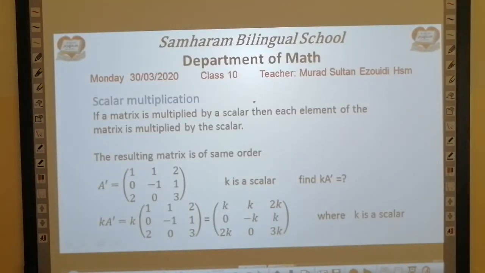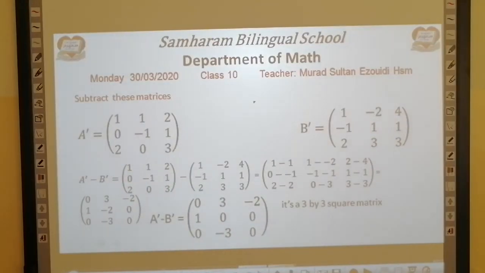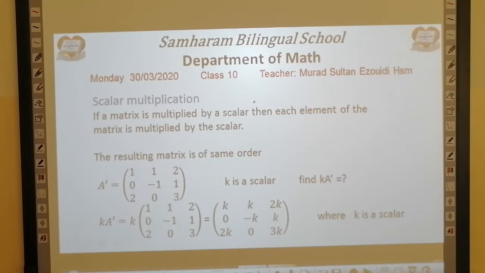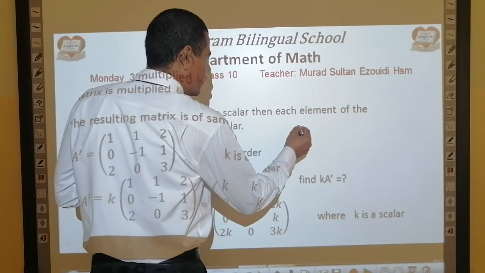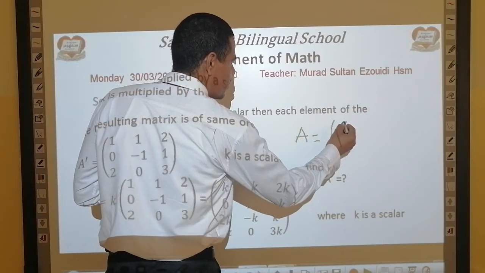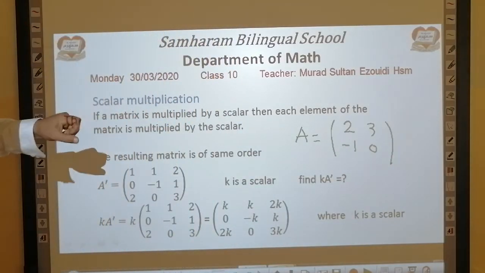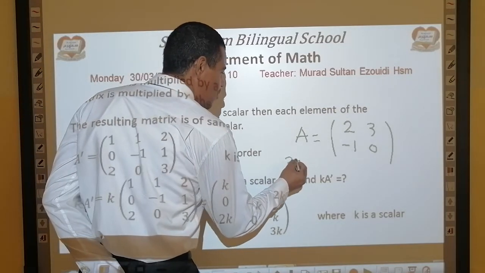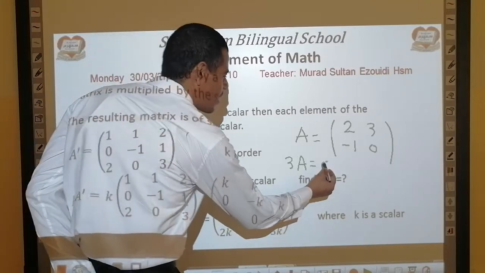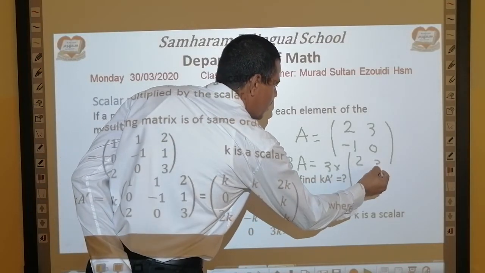The next one. Now, scalar multiplication. If a matrix is multiplied by a scalar, then each element of the matrix is multiplied by this scalar. For example, A is a square matrix: 2, 3, negative 1, and 0. If I multiply this matrix by 3, I get 3A: 3 multiplied by 2, 3, negative 1, 0.